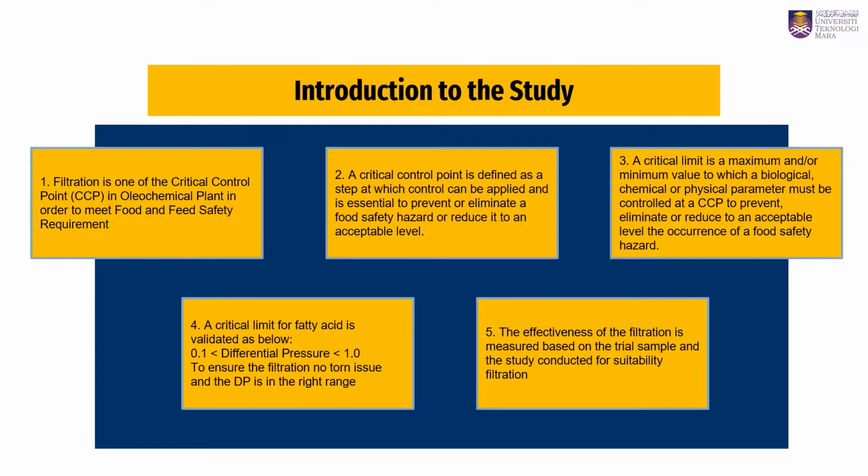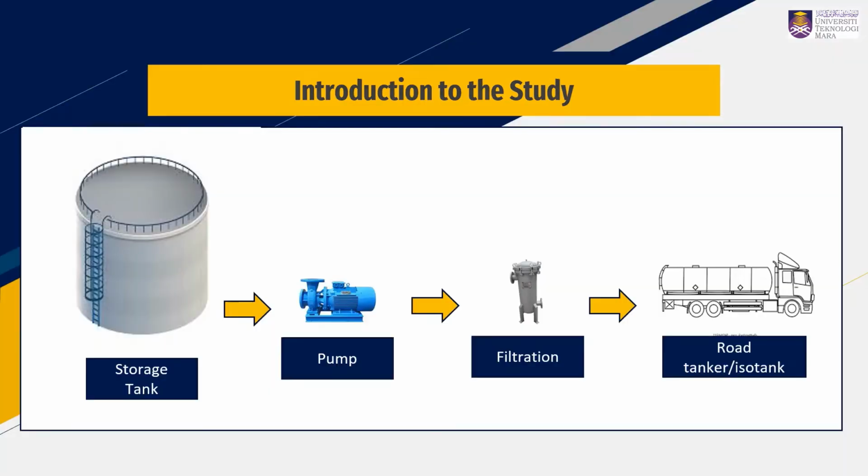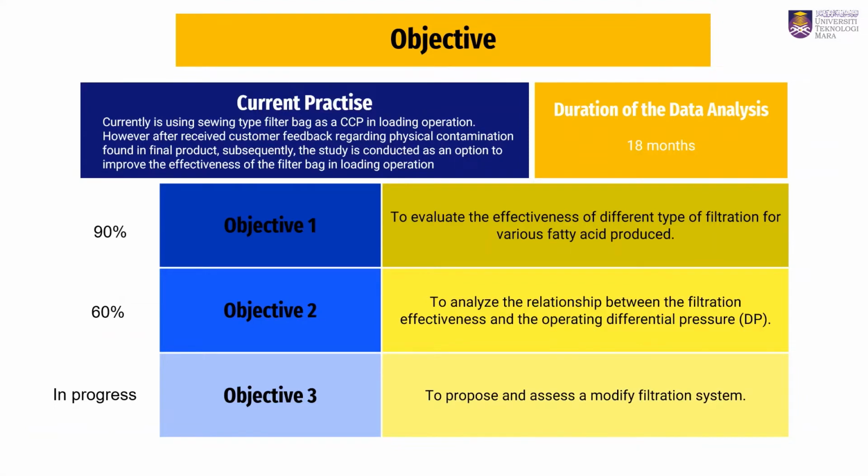This is the simple flow process from storage tank to the tanker. The current practice in this particular oleochemical plant, the filtration used in loading operation activity, is sewing type filtration. However, contamination is common, especially carbonized fatty acid from the storage tank, which passes through the plant filtration. The carbonized fatty acid is the conversion of organic matter into carbon through destructive distillation.